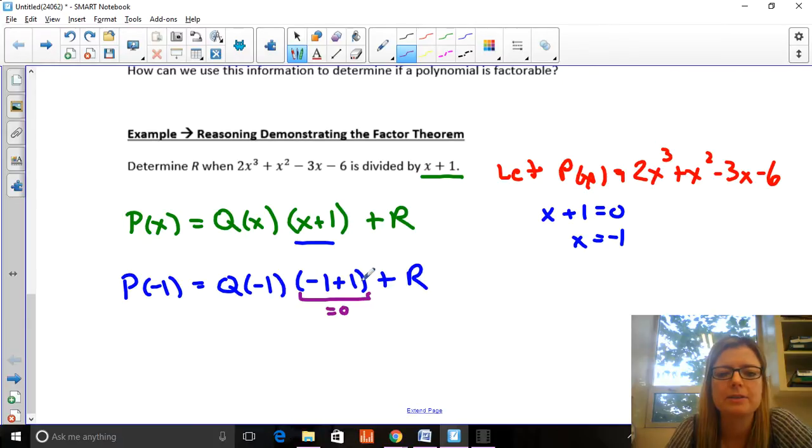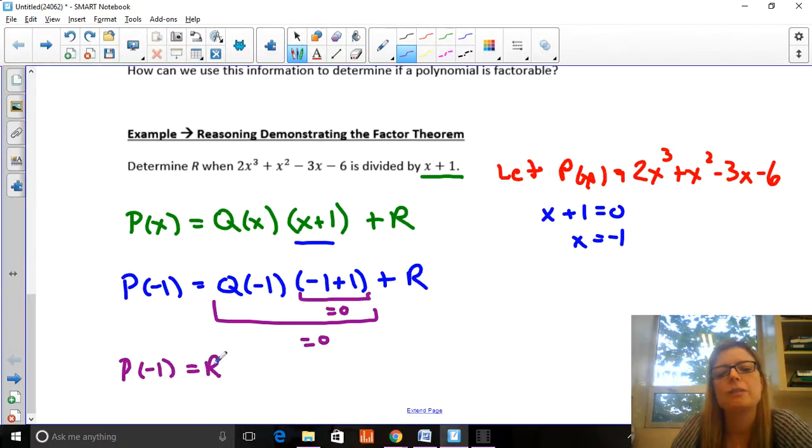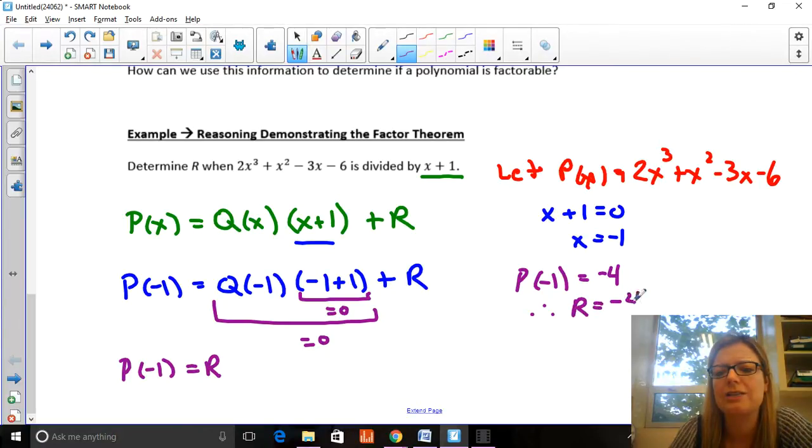And because this is equal to 0, and it's being multiplied by this, in fact, this entire product will equal 0. So what that means is that p at negative 1 is just equal to r. So what does that mean? That means if I put negative 1 into this function, I will get what the remainder is when I divide by x plus 1. So p at minus 1, if I put it into the function, I get out a negative 4. So that means the remainder of that division question is negative 4.